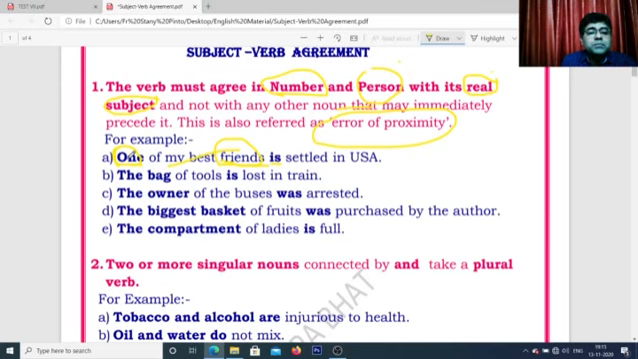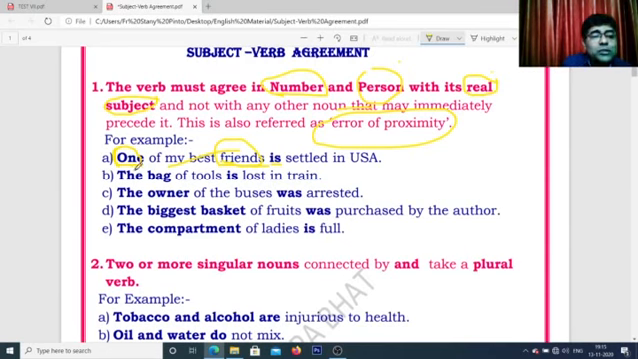So, the number of person is only one, that's why it is. Suppose you make it here, one of my best friends are, then it is called the error of proximity. Why? Proximity means nearness. The nearness to the verb, here the subject is in plural. That's why you made that error. But you are not excused when you make this error.